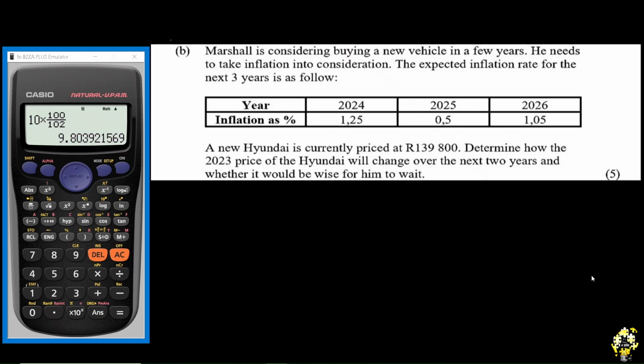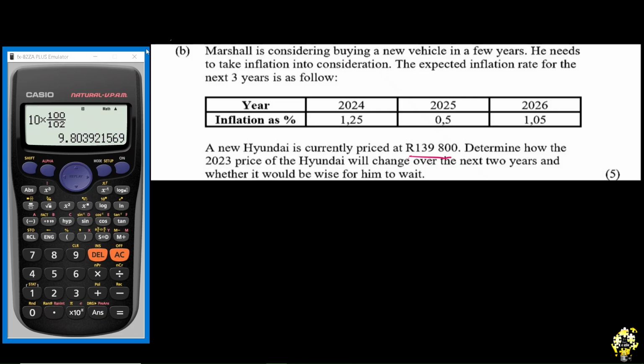So, we have a Marshall who is considering buying a new car in a few years. He has to take inflation into consideration. Expected inflation rates for the next 3 years are as follows. Now, a new Hyundai is currently priced at 139,800. So this is the current price for the particular year.